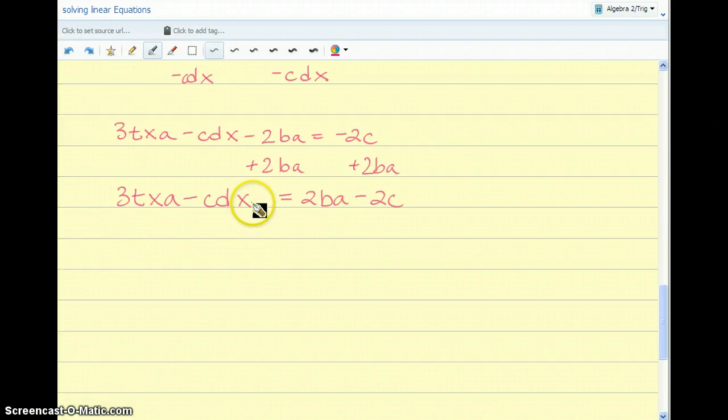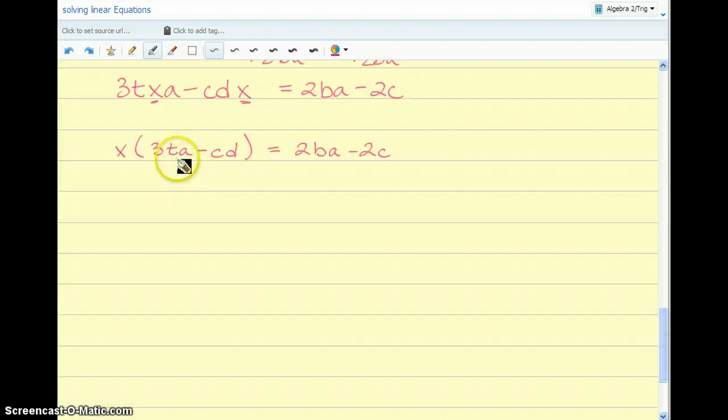Now what I can do is the same thing that I did in the last problem. Since both of these terms have an x, I can use the distributive property and take the x out. So this would be 3ta minus cd. Again, if you distributed, it would look back the way we started. And because there are no x's on this side, I'm going to leave this side alone. Now, because I'm multiplying x times this quantity, I'm going to divide both sides by this quantity. Because then these two cancel out.